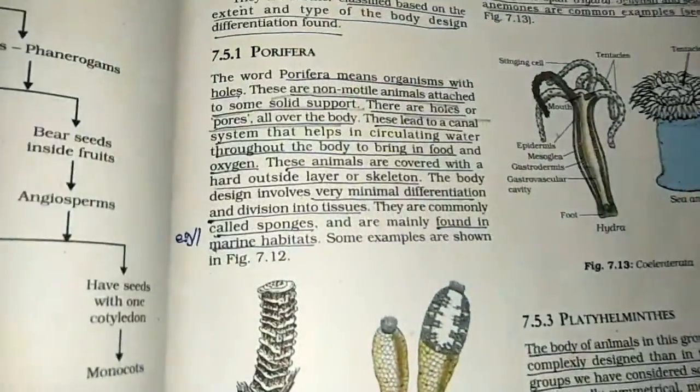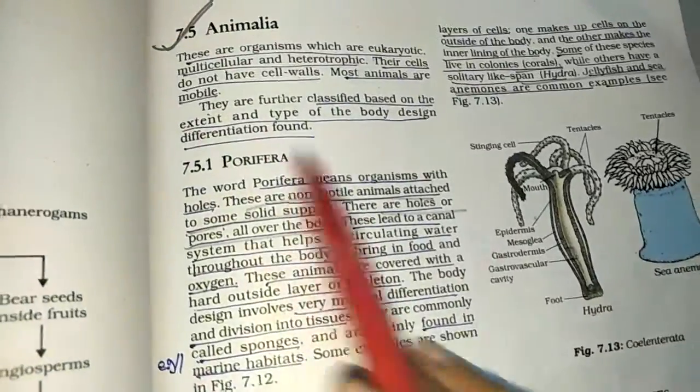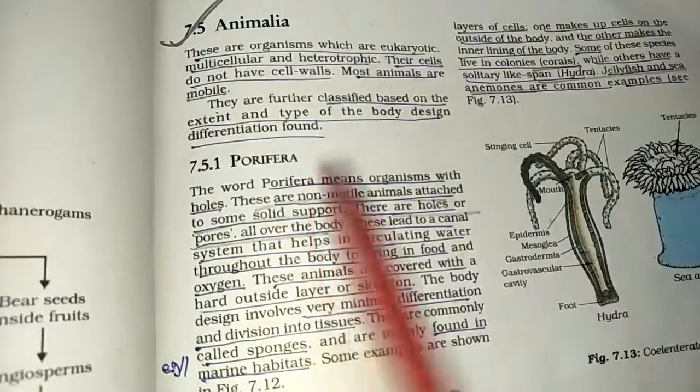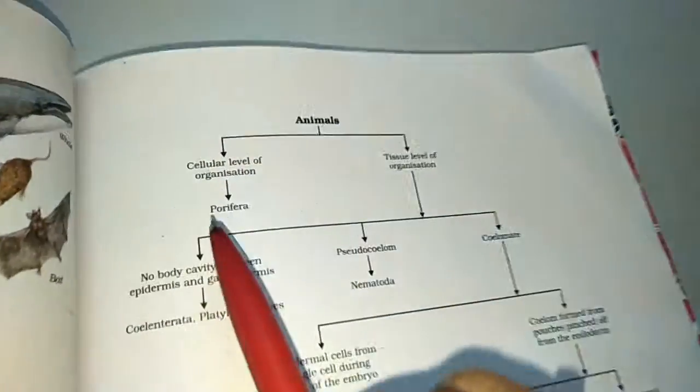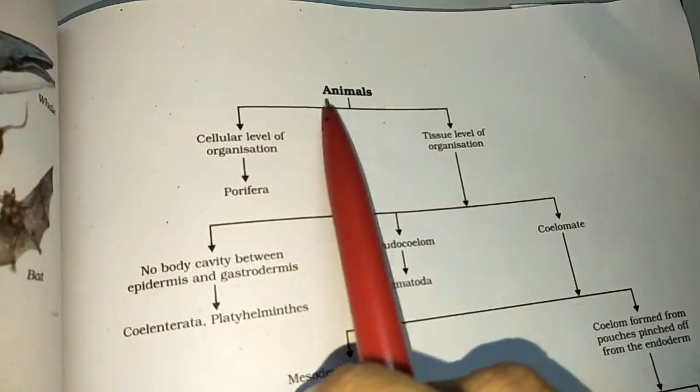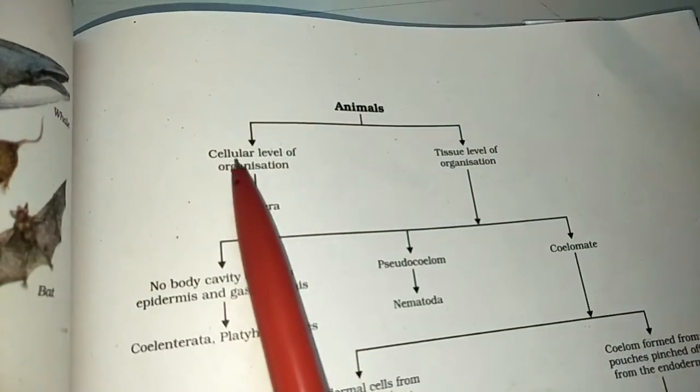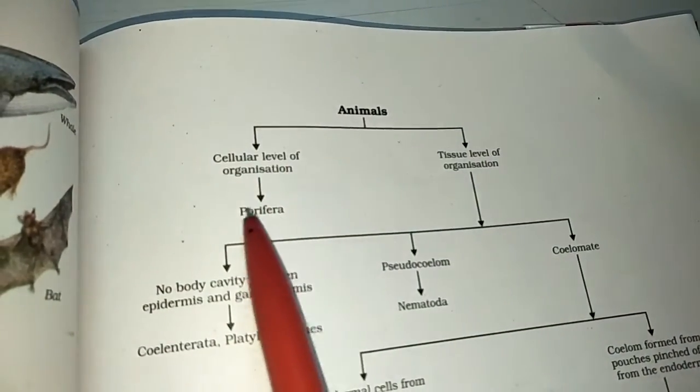Morning students, we'll now continue with the next class of Animalia. Yesterday we have seen Porifera. So for a quick look at the classification chart, just turn the page and we go to page number 95. Here yesterday we saw Animalia, the cellular level of organization in Porifera.